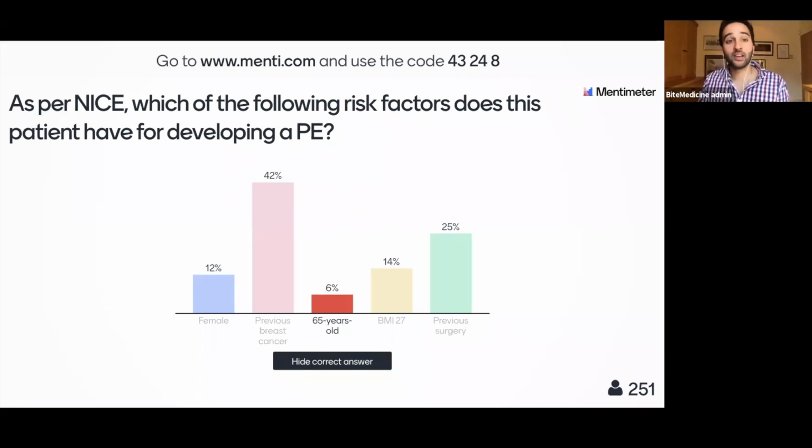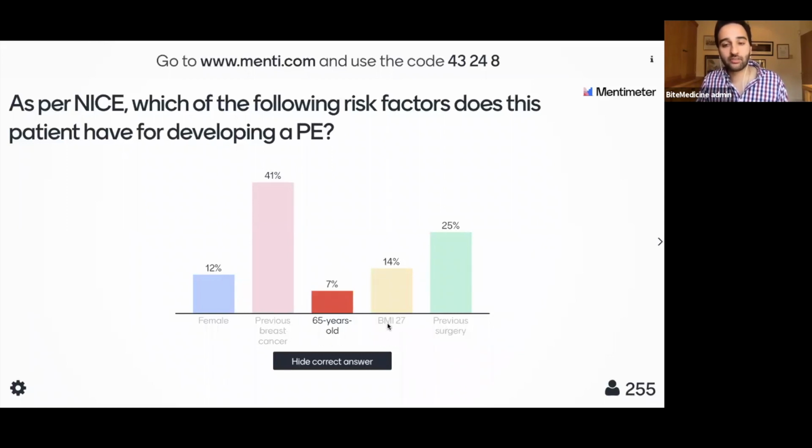So NICE guidelines. The NICE guidelines on Wells are very, very similar in terms of risk factors for pulmonary embolism, and we'll talk about how they differ in very small ways. Being female is not a risk factor for pulmonary embolism. Previous breast cancer, as per NICE, or previous cancer, full stop, is not a risk factor for pulmonary embolism. NICE guidelines say active cancer is a risk factor.